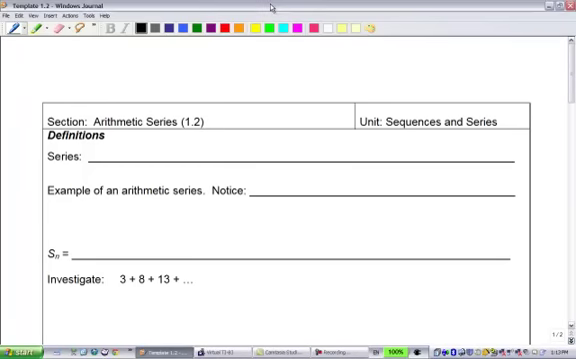Welcome to Sequences and Series for Pre-Calculus 11, and we're taking a look at arithmetic series, section 1.2 today.